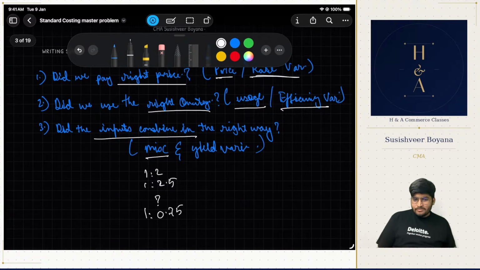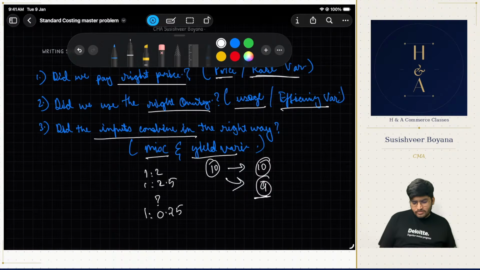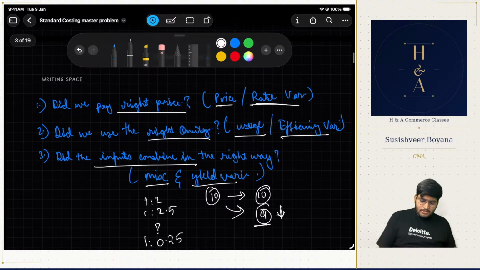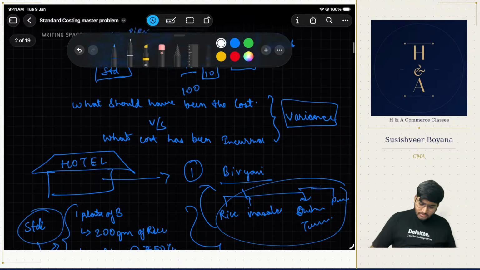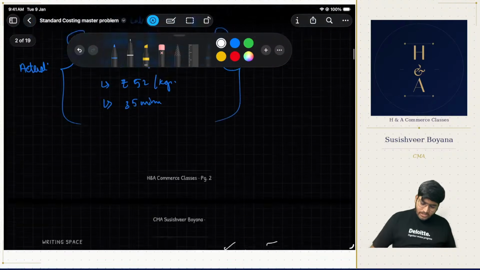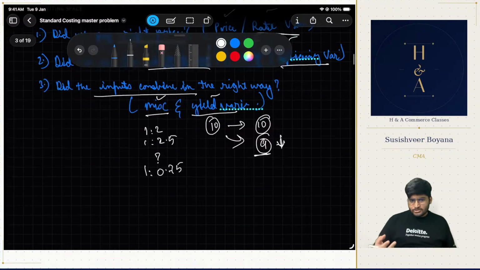When you're talking about yield variance, you put in around 1 plate or 10 plates of rice. Did you get 10 plates of output or did you only get 9 plates of output? The yield. Did you maybe burn something that you had to throw away, where the yield has reduced? All these questions lead me to these points, and these points lead me to their respective variances. I hope with this biryani example it is clear where and how these come into the picture.